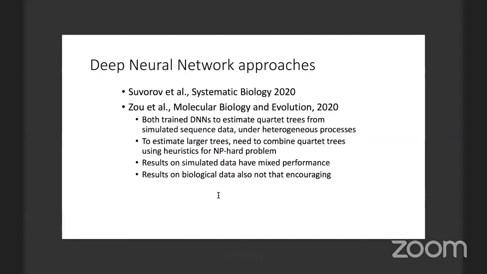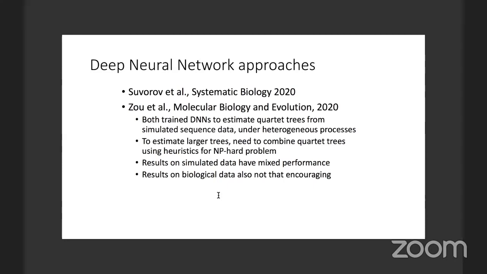Now, there are two approaches that have been proposed. They both have the same flavor. They basically train the deep neural nets on simulated data to estimate quartet trees, which means four-leaf trees. They take the four-leaf trees and then combine them into a tree on the larger data set. The problem is that these results actually haven't been very satisfactory. Even on data simulated under the same model on which they're trained, they're not better than standard methods. And on biological data, it's also not encouraging.